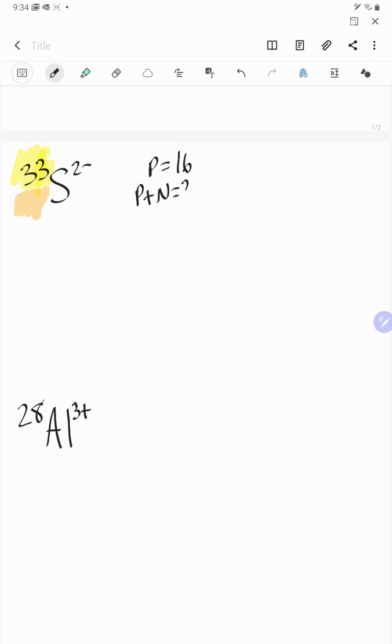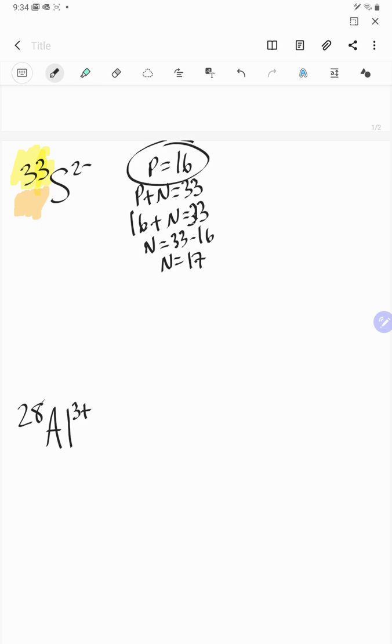So we're just going to plug it in. So 16 plus n equals 33, and then n equals 33 minus 16, n equals 17.